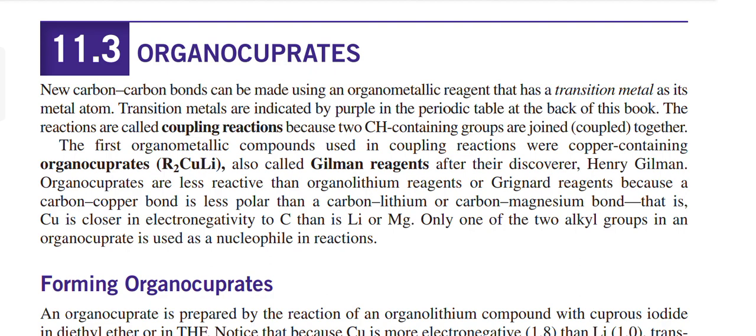Organocuprates. New carbon-carbon bonds can be made using an organometallic reagent that has a transition metal as its metal atom. Transition metals are indicated in purple in the periodic table at the back of this book. The reactions are called coupling reactions because two carbon-containing groups are joined, or coupled, together. The first organometallic compounds used in coupling reactions were copper-containing organocuprates, R2CuLi, also called Gilman's reagents.